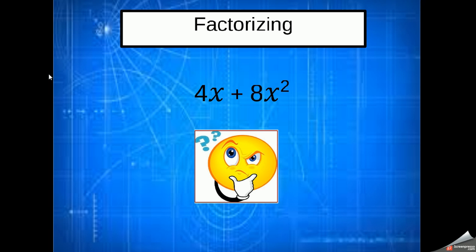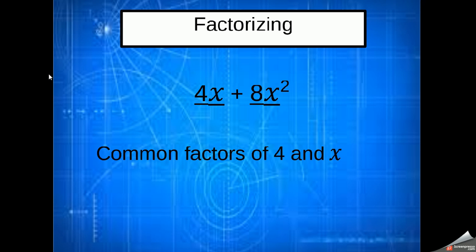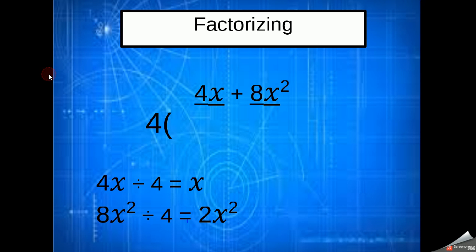So looking at this one then, we've got 4x plus 8x squared. The first thing I'm going to do is underline the terms that are separated by a plus or minus. So we've got the 4x on the left and the positive 8x squared on the right. What are the common factors? Well, you can see that 4 goes into both 4 and 8. But what you might not notice is that x goes into both x and x squared.